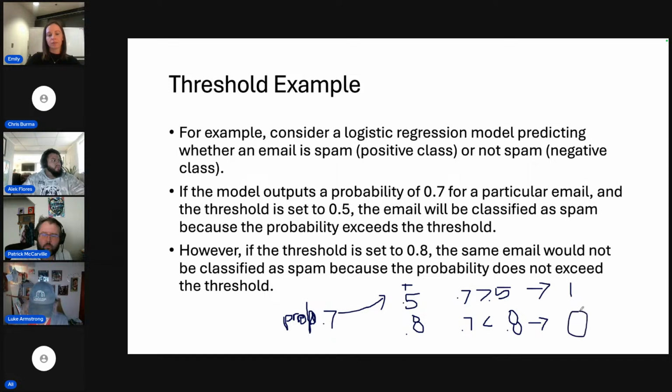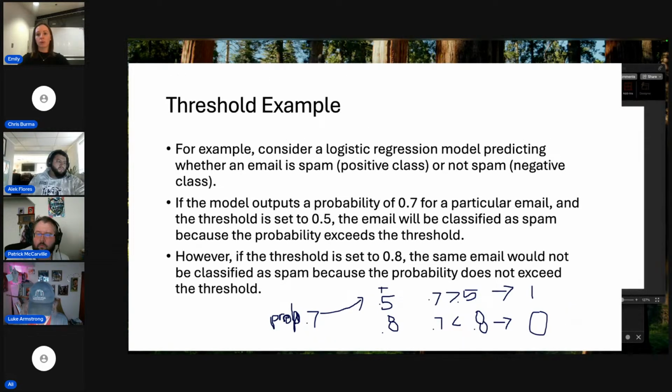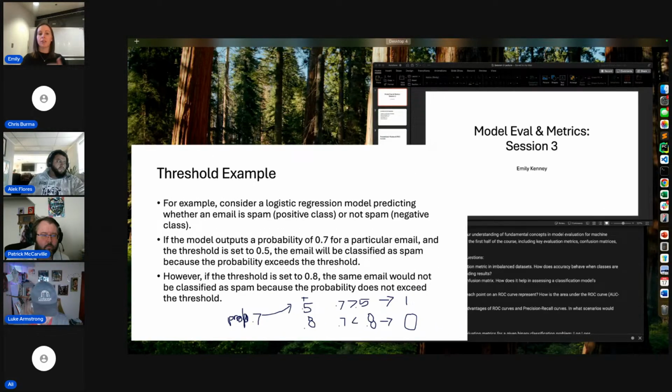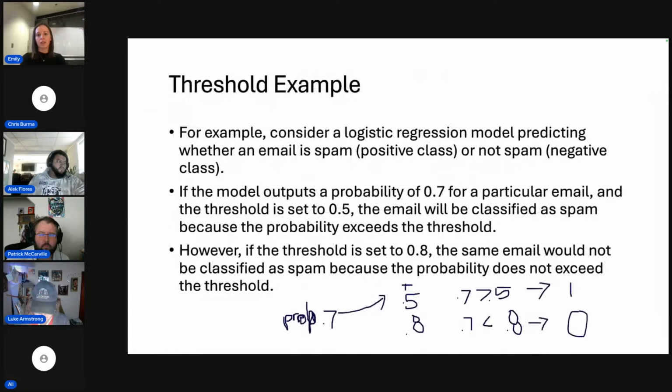So I just want to emphasize here that we did not change the model. We have the same model outputting the same probability, and we're getting different predictions. This is our prediction that we're serving at the end of the day, for the same record.